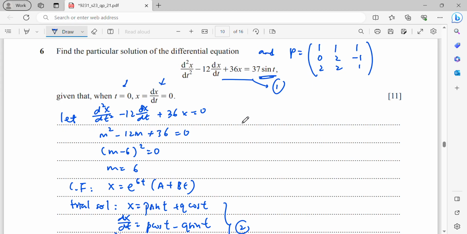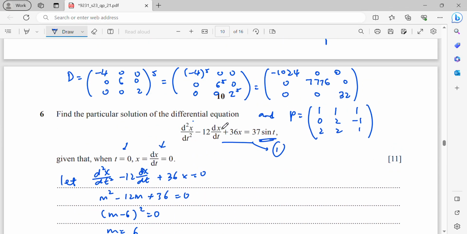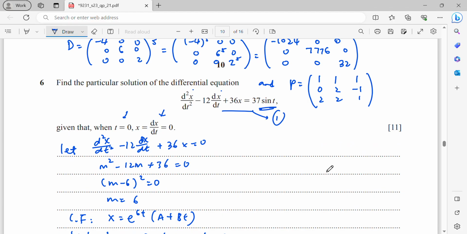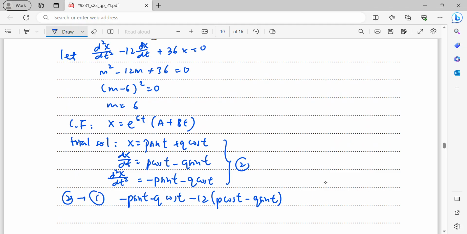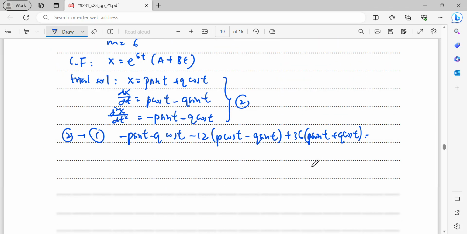Okay, so now substitute second into first. So second into first, I will get minus p sine t minus q cos t, because the first term is d squared x over dt squared, then minus 12 dx dt. So minus 12 dx dt is p cos t minus q sine t. Then after that, plus 36x. So plus 36, the x is p sine t plus q cos t, that equals to 37 sine t.